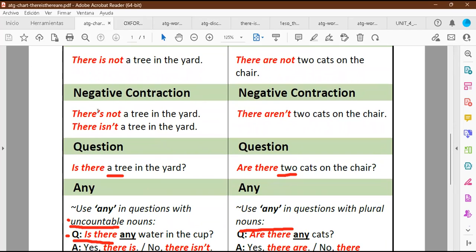So remember that you need to add the apostrophe S. Okay, tenemos que agregar el apóstrofe S, más not, or you have the other form, right? There isn't for the singular, and for the plural, there aren't. How about the question form? Question form, Johnny, question.